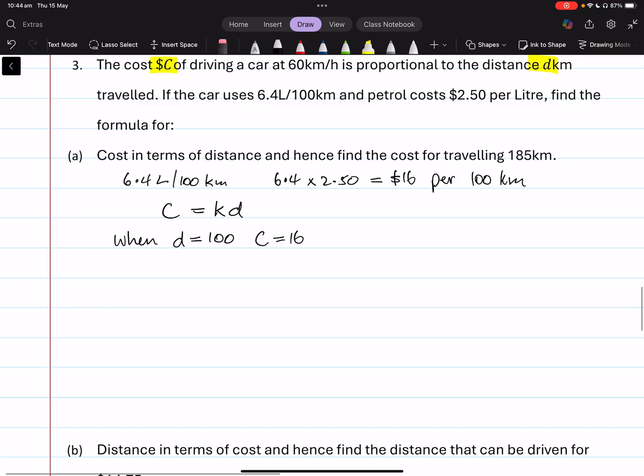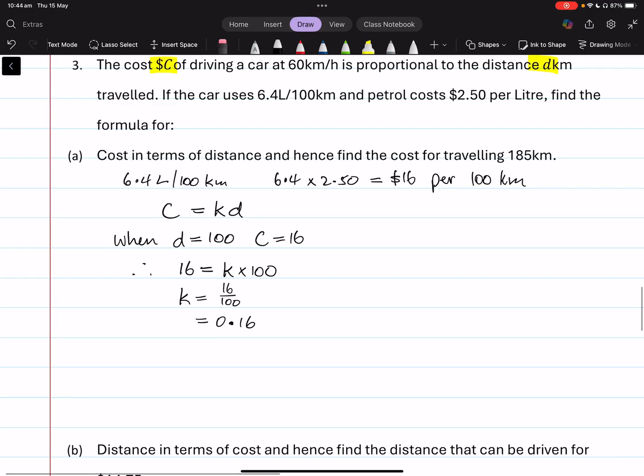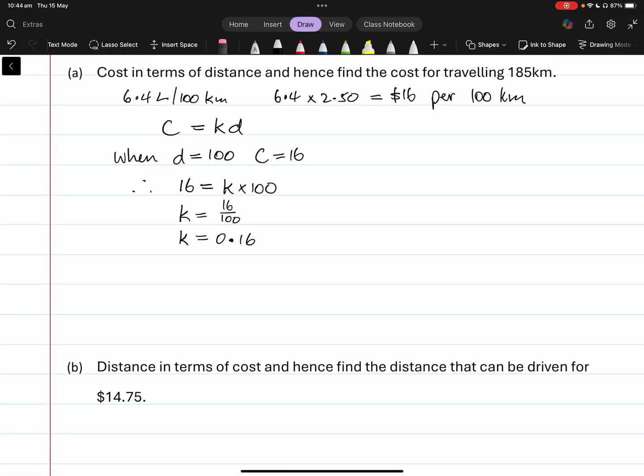And so putting those values into your equation, you get 16 where the C is, K we don't know, times 100 for D. Dividing both sides by 100, because it's 100K equals 16, we're going to have 16 divided by 100. Now, I'll write it like this, but obviously you could change it to a decimal straight away if you like, or you can leave it as a fraction, but I would simplify it. So the K value is 0.16. Sometimes we leave them as fractions, sometimes we put them as decimals. And so I now finish with the formula.